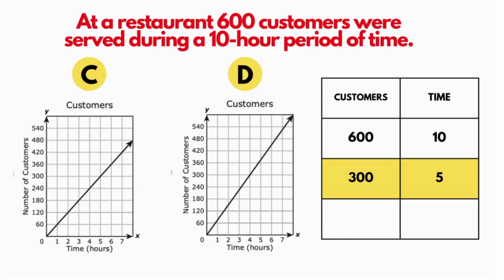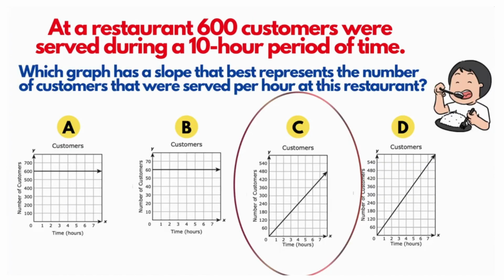Let's put some lines on our graph and put 5 and 300 onto our graph and see if that fits in there. So when we take 5, bring a line up from 5 and over from 300 customers, that intersection point should land on our line, and it looks like it only lands on one of them. You can see on C that 5 and 300 lands on our linear relationship, which would make sense. In D, it is off our line. So, which graph has a slope that best represents the number of customers that were served per hour at this restaurant? C.